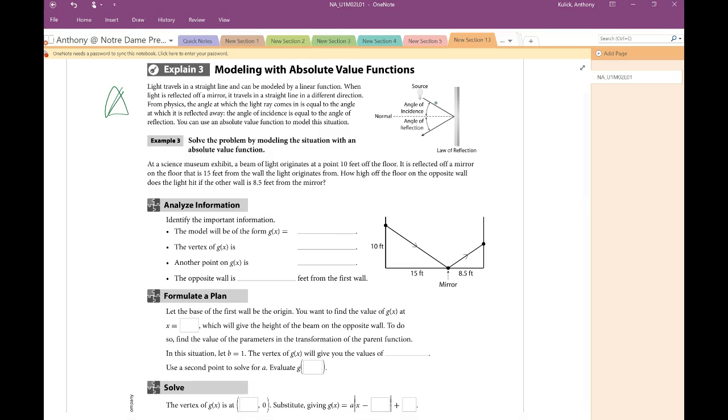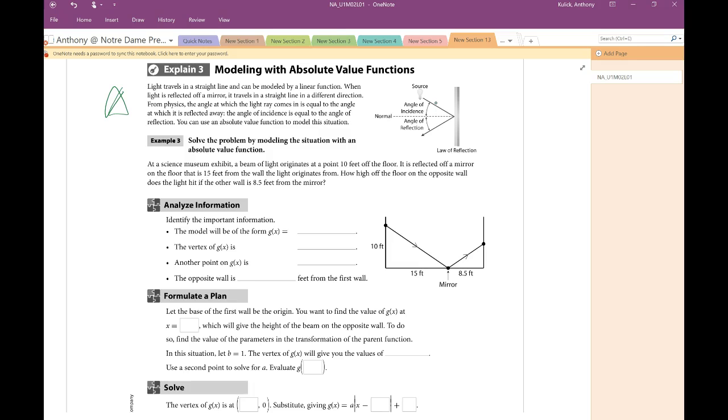So let's look at an example. At a science museum exhibit, a beam of light originates at a point 10 feet off the floor. It is reflected off a mirror on the floor that is 15 feet from the wall the light originates from. How high off the floor on the opposite wall does the light hit if the other wall is 8.5 feet from the mirror?